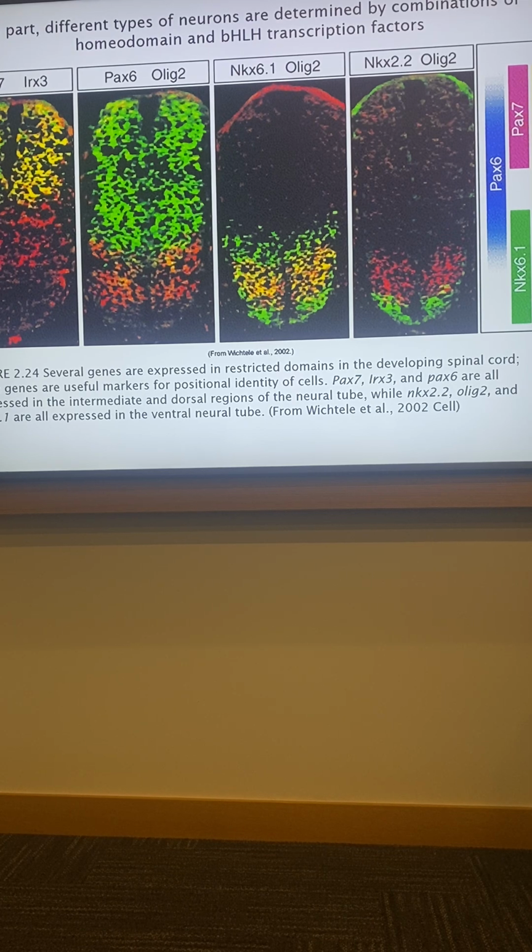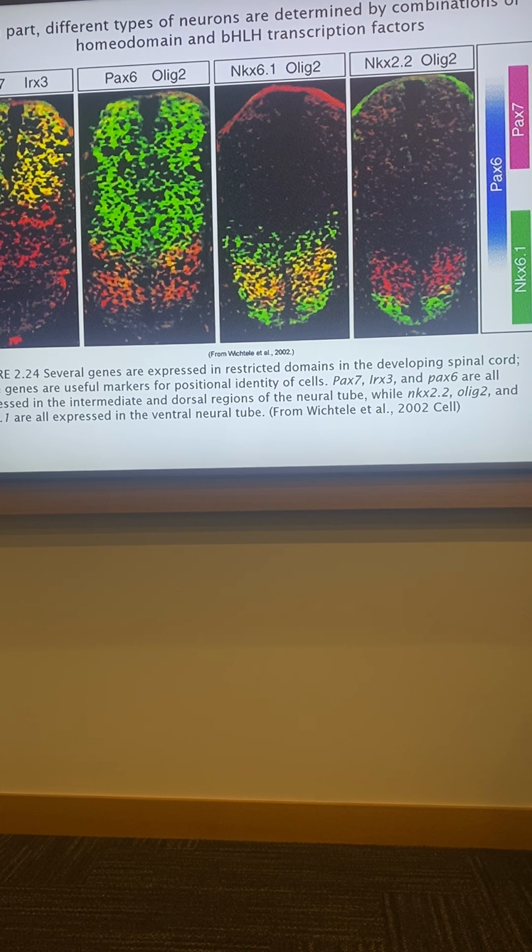And of course, all these factors here with an X are homeobox factors. A homeobox is a protein motif that binds to a particular DNA motif. So these are all transcription factors. If you see an X, so Pax6, Iroquois, X, that's a homeobox gene. Homeobox genes are transcription factors.